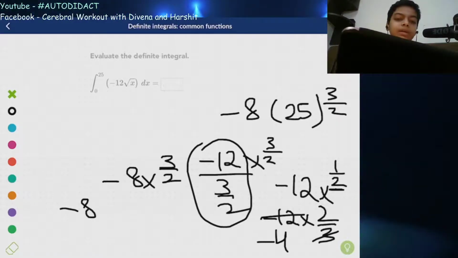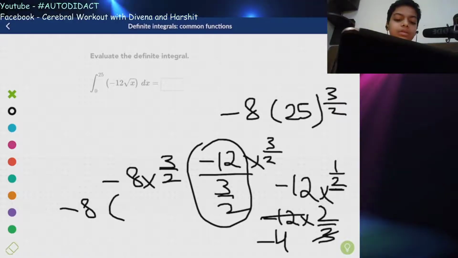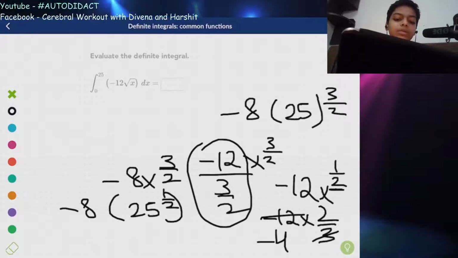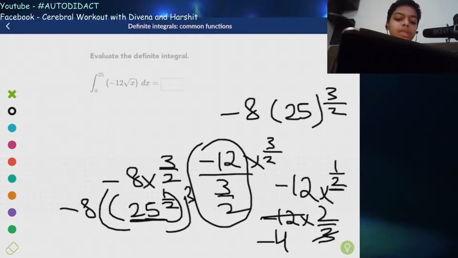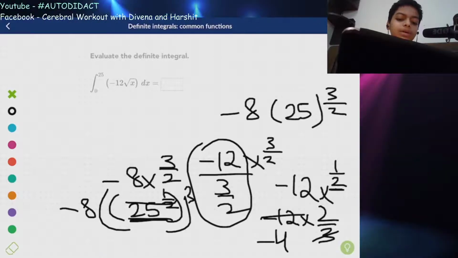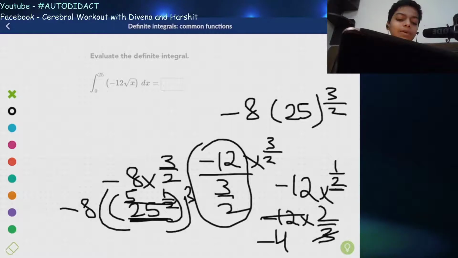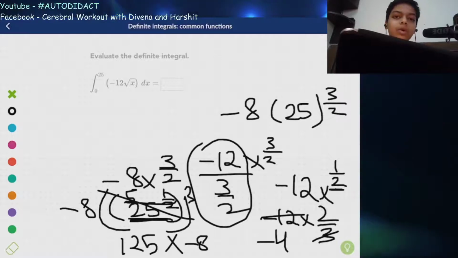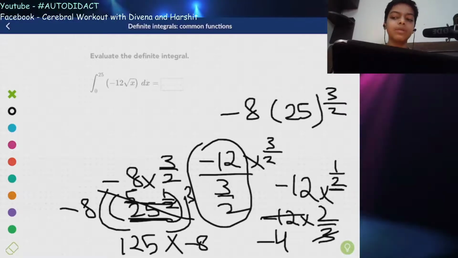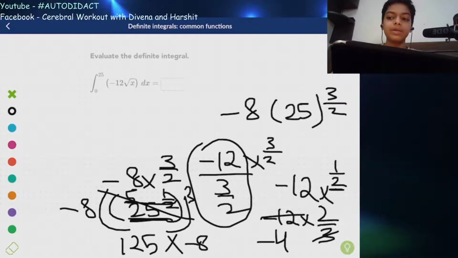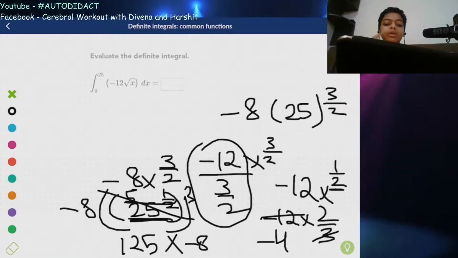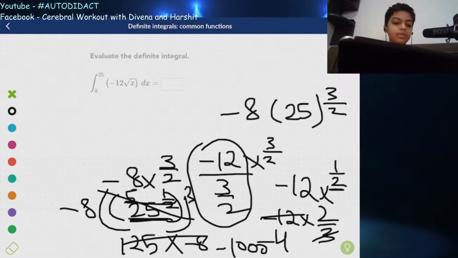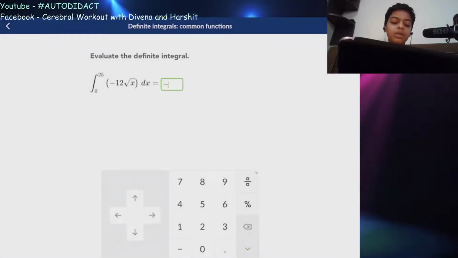We can rewrite it as negative 8 times 25 to the 1/2 power to the third power. 25 to the 1/2 power is the same thing as the square root of 25, which is just 5. 5 to the third power is 25 times 5, 125. So this will be 125 times negative 8, which is just equal to negative 1000. So we found the answer, negative 1000.